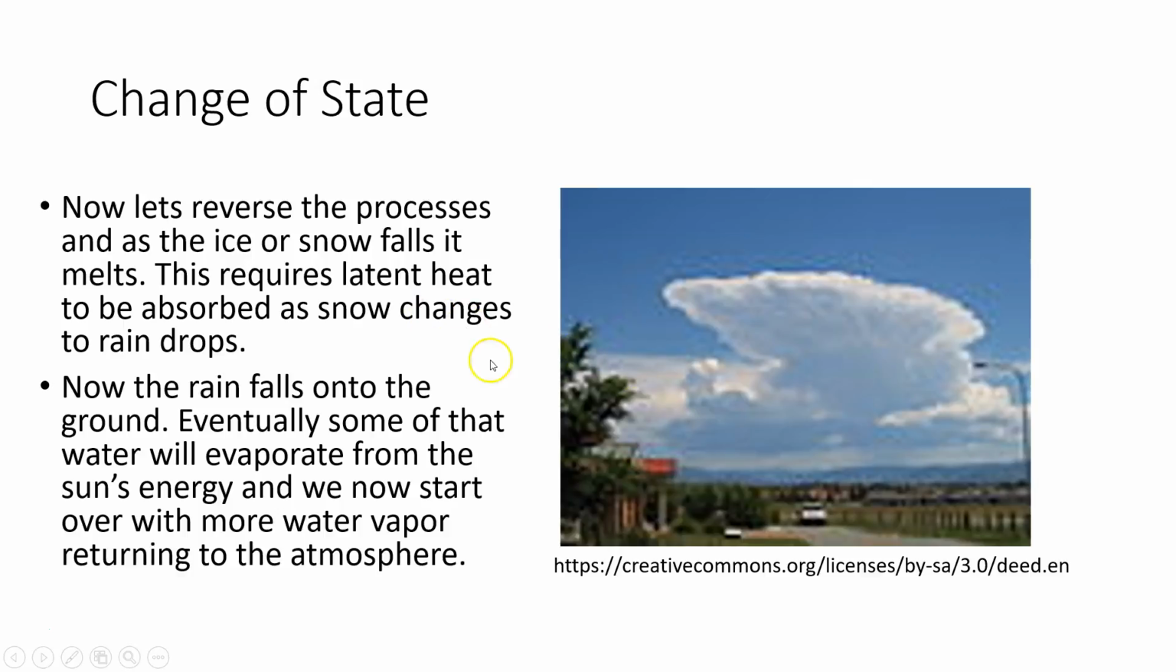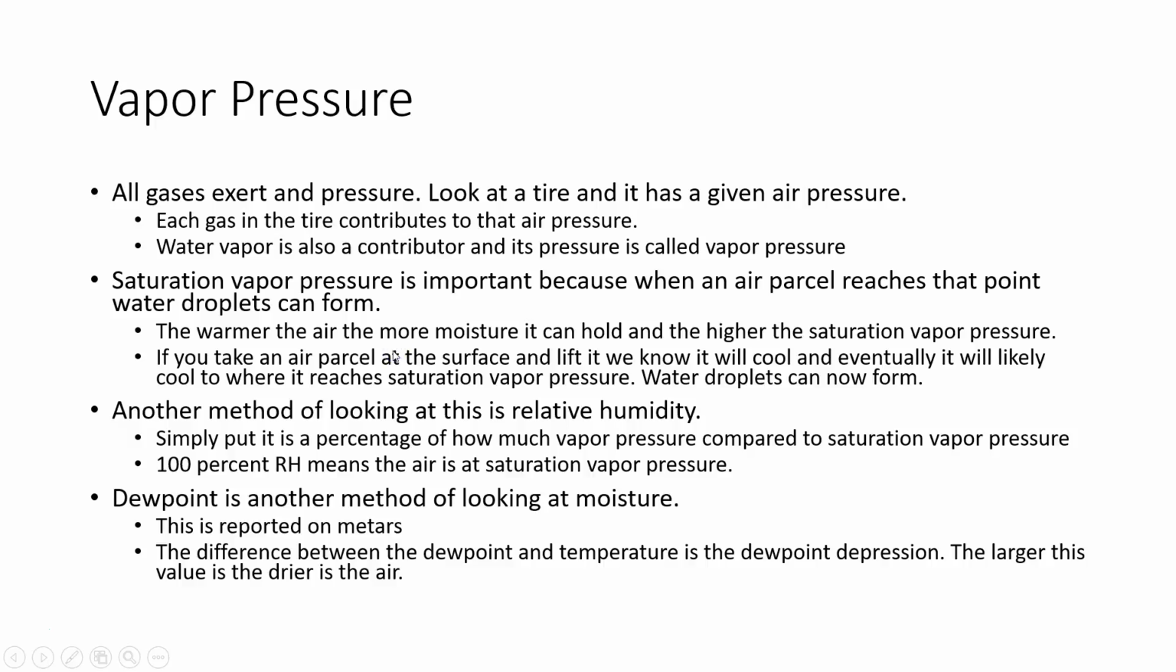And here we have the continuation of that with the thunderstorm and the reverse processes. So any gas has a vapor pressure. We've talked about vapor pressure before. You should look at a tire. It has a vapor pressure, depending on how much pressure you put in that tire. And each gas in that tire, say you have the nitrogen, you have the oxygen, you have some water vapor in there, all of that contributes to a total vapor pressure.